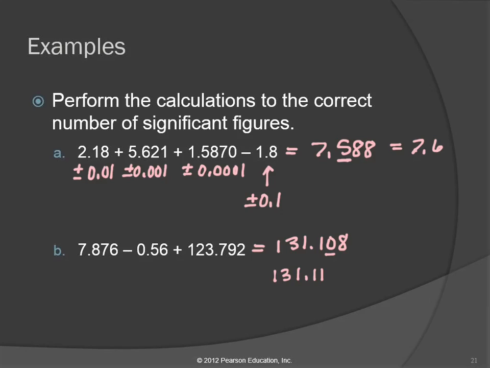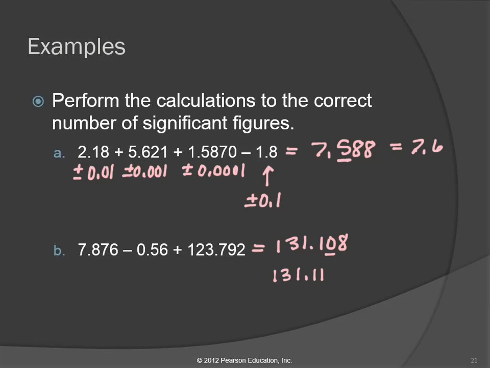And that's another example where the multiplying and dividing rules don't work. This has 4 sig figs, 2 sig figs, 6 sig figs, and this one ends up with 5. This doesn't work.